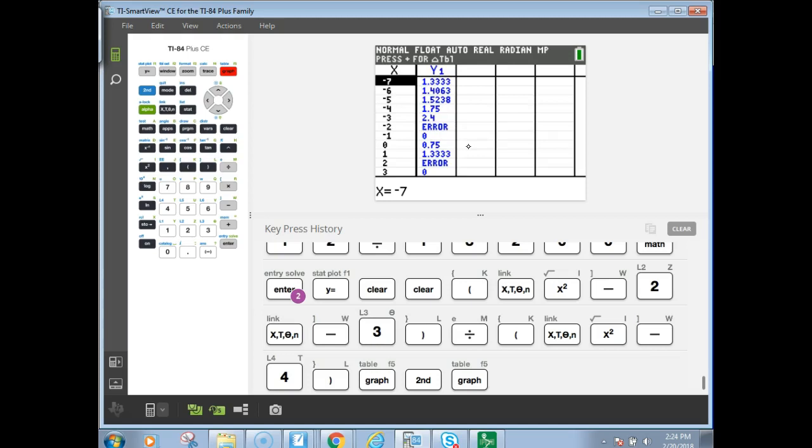Which ones can you see in your table? Because you already know what they are. Right here, see? Error. That's your vertical asymptote at -2 and +2. You find an intercept right there. You can find some things in here if they're nice points. But if they're fractions, they're not going to show up in your table. Okay?